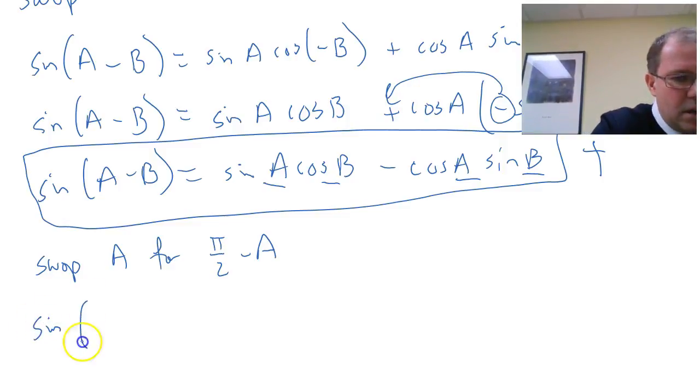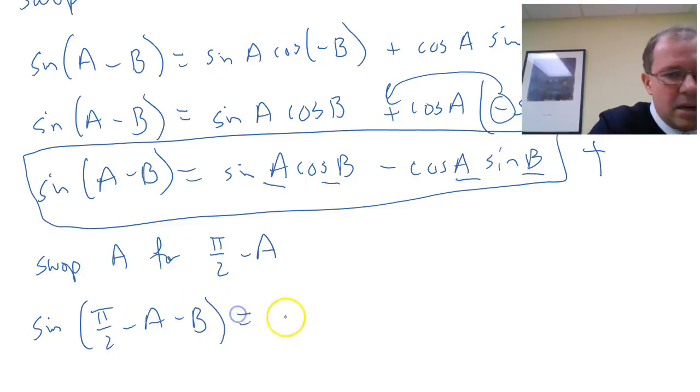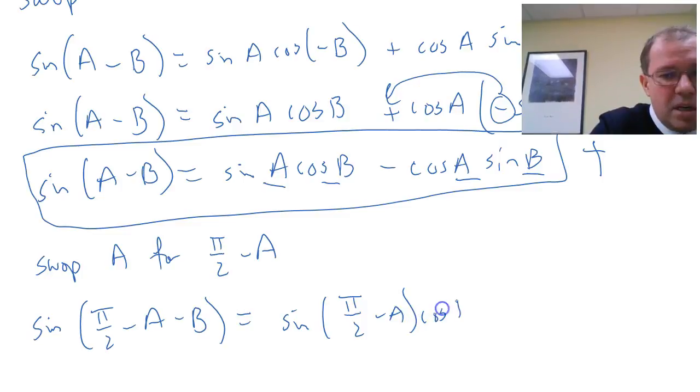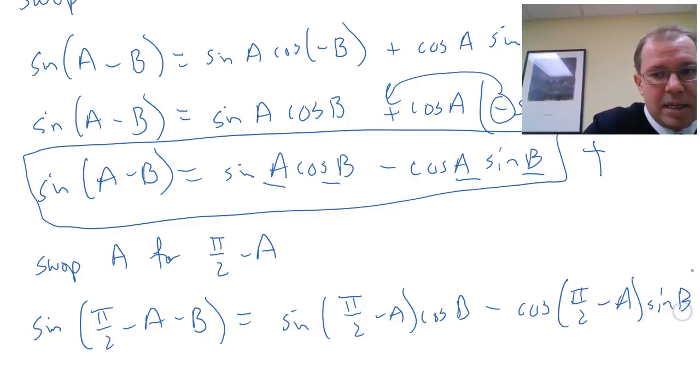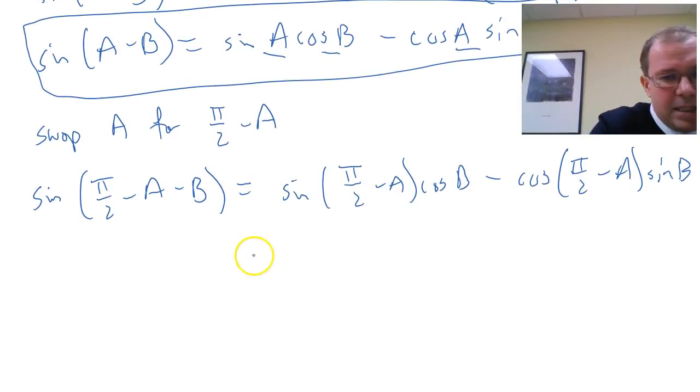So here we go. I've got sine of pi over 2 minus a minus b equals sine of pi over 2 minus a cos b minus cos pi over 2 minus a sin b. And this is quite neat. Now we'll use the fact that the right hand side is actually easier.